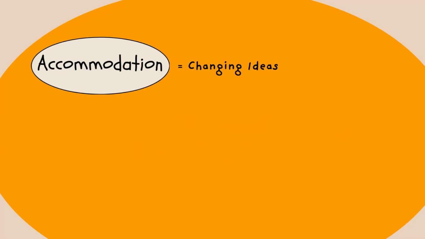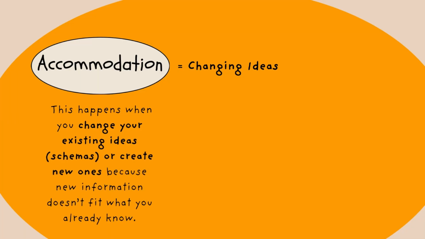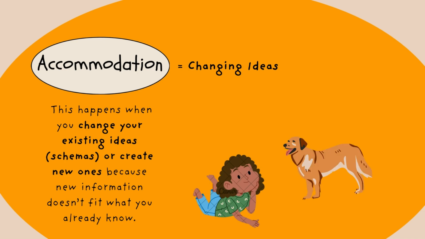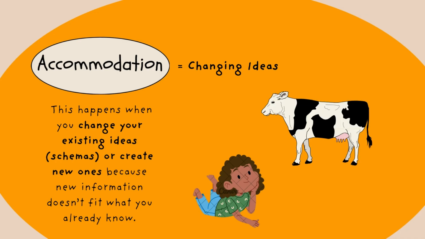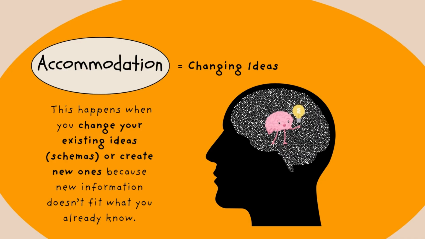Accommodation or changing ideas. To fix the confusion, the child changes or updates their understanding. This creates a new or modified idea or scheme. Example, the child learns dogs are 4-legged pets with certain features. Cows are different animals. Their brain updates its categories. This is accommodation.